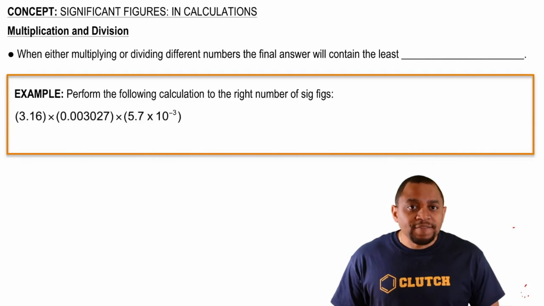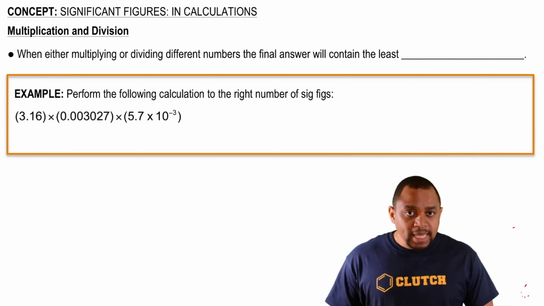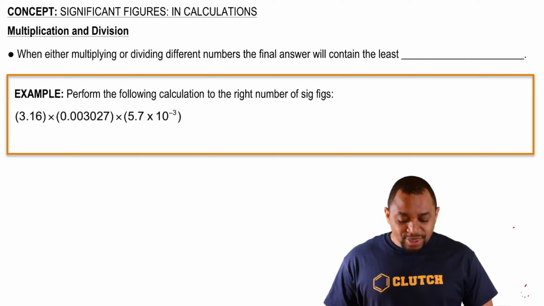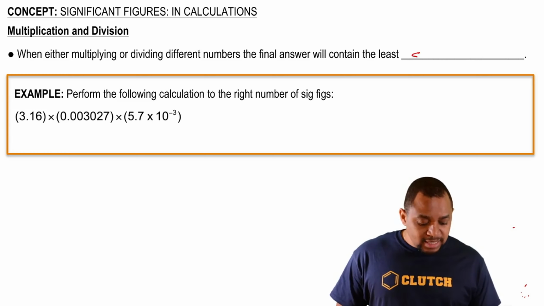So now we're going to see how significant figures can be incorporated in different calculations that we'll be exposed to in chemistry. Now, we're going to start out with multiplication and division. We're going to say when either multiplying or dividing different numbers, the final answer will contain the least significant figures.